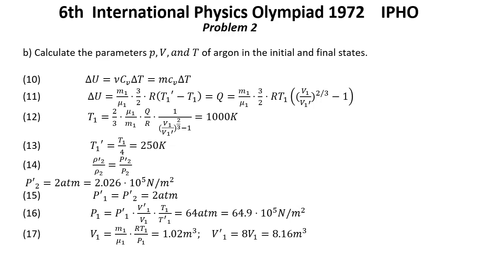And for volume V1 we have m1/mu1 multiplied by RT1 over T1, which is 1.02 cubic meters, and V prime 1 equal 8 times V1, which is 8.16 cubic meters. So that was the solution for question B.